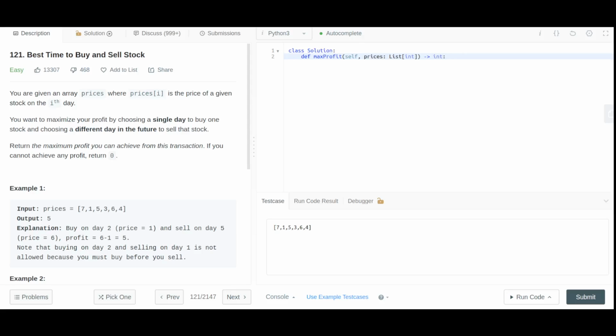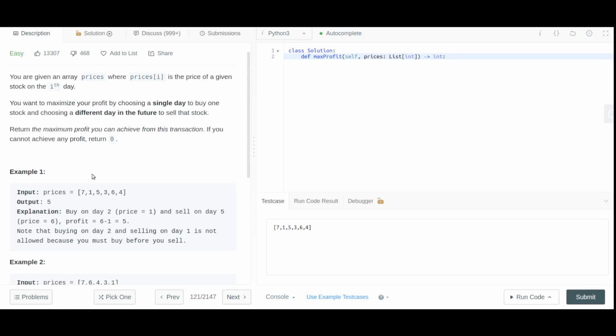The problem states that you are given an array of prices where prices[i] is the price of a given stock on the ith day. You want to maximize your profit by choosing a single day to buy one stock and choosing a different day in the future to sell that stock. Return the maximum profit you can achieve from this transaction. If you cannot, return 0.